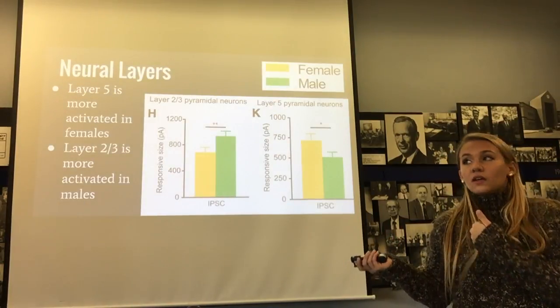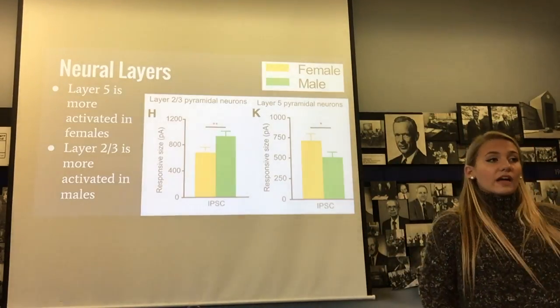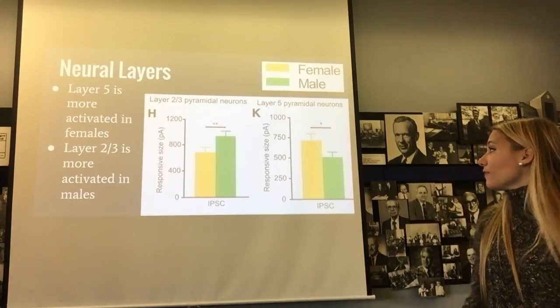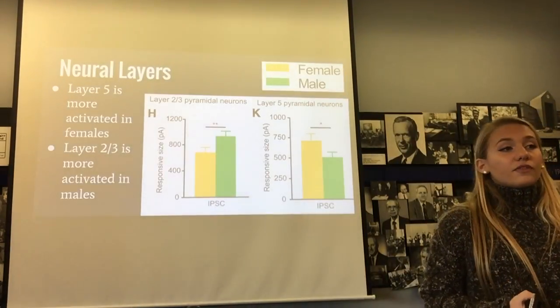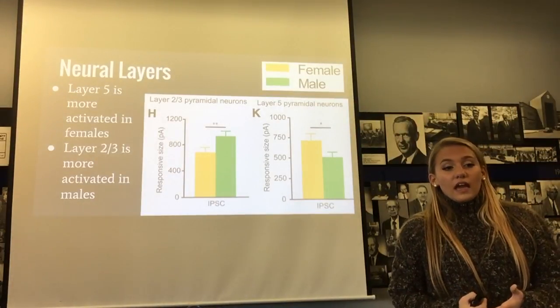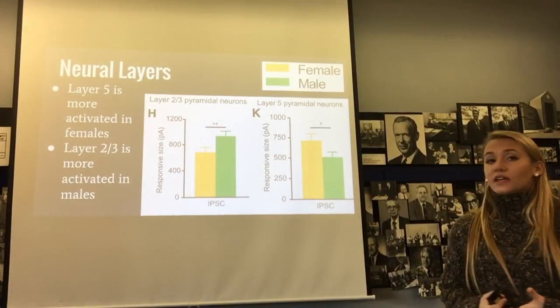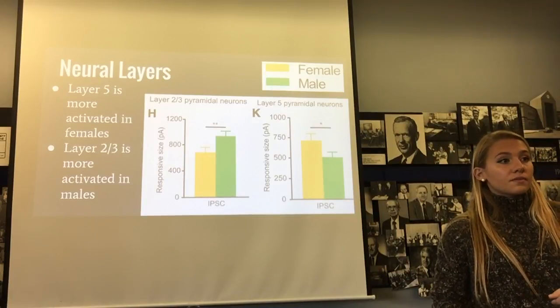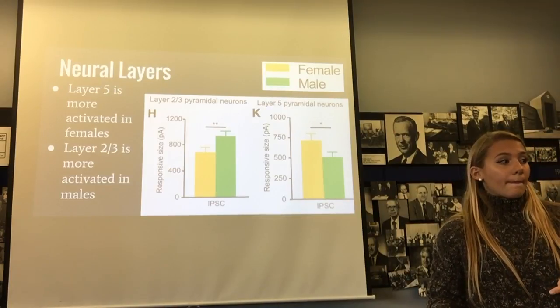They wanted to see, okay, so maybe one is more activated in males and one is less activated in females. So what they found is that layer 5 is much more activated in females, and layer 2, 3 is much more activated in males. Are there any questions? Yeah?